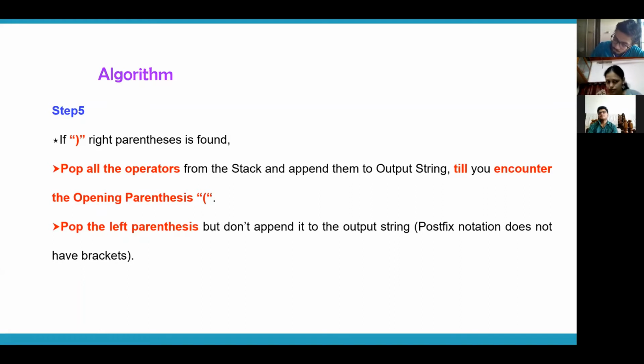Just remember this, okay? Whenever a right parenthesis comes, you have to pop everything from the stack until you meet the left parenthesis. You will pop everything from the stack and append it to the queue. But the left parenthesis also you will pop, but you will not append it in the queue because that's your wife. You cannot put her in the queue. So this is step number 5.